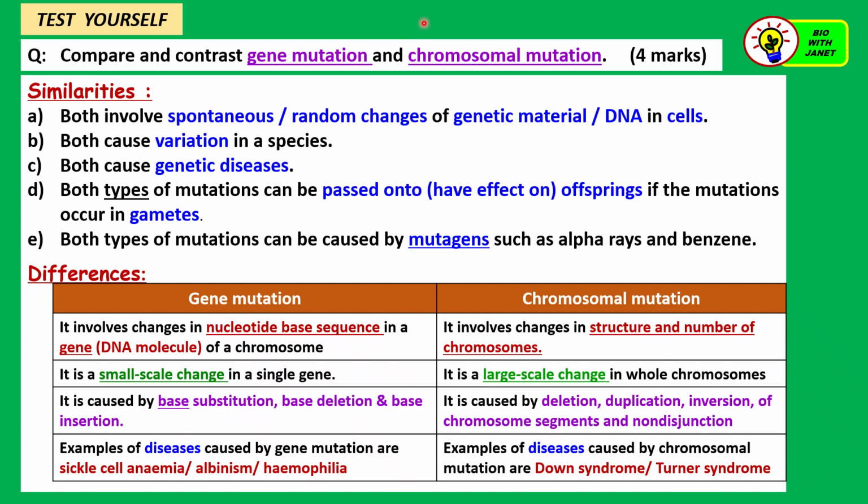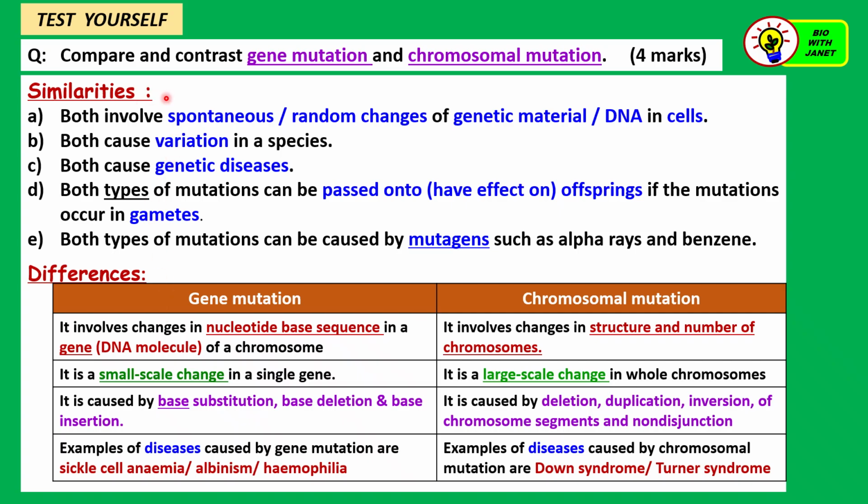So before we start, let's just go through this question, which can be asked in the SPM. Compare and contrast gene mutation and chromosomal mutation. So gene mutation has been studied earlier, right? Now, this can be 4 marks or 6 or 8 marks. So when you compare, you must have both similarities and differences.